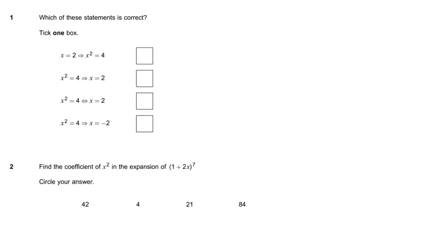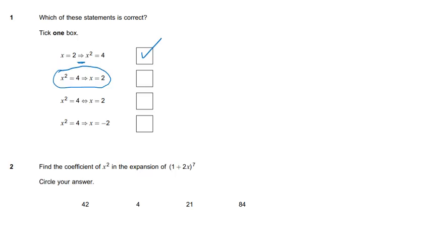Well, let's go through them. x equals 2 implies that x squared equals 4. Yes, it's that one. Okay, so if x is 2, x squared equals 4 is always true. So we don't need to check the other ones. But if we just did check, for example, the second one, x squared equals 4, that doesn't imply that x is 2 because x could be minus 2, for example.